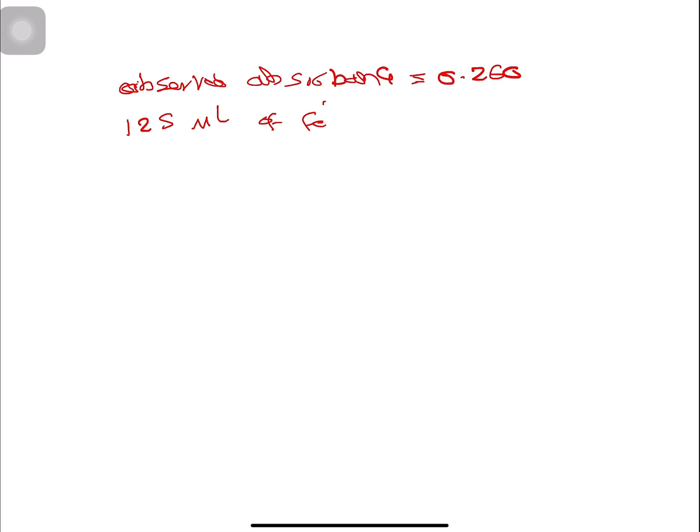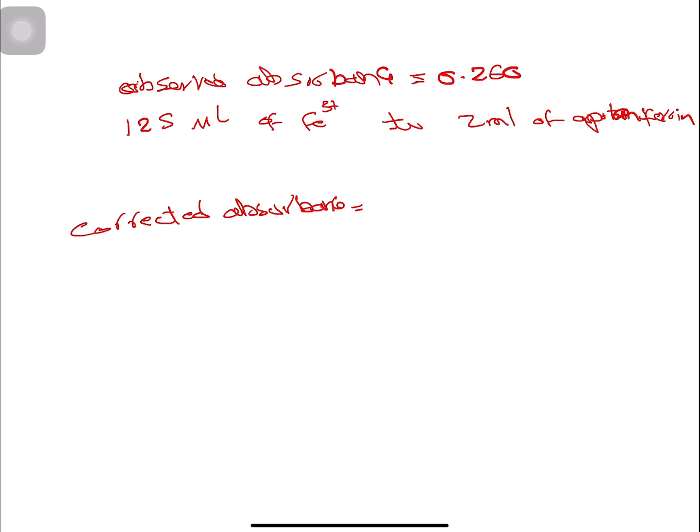So, for example, how would we do this? If the observed absorbance at a certain point was 0.260, and this happened when we added 125 microliters of the ferric solution to the 2 ml of the apotransferrin, how would you calculate the corrected absorbance, the one that you are going to plot?